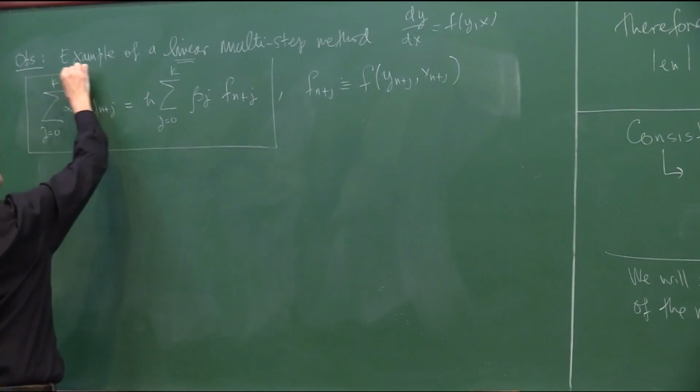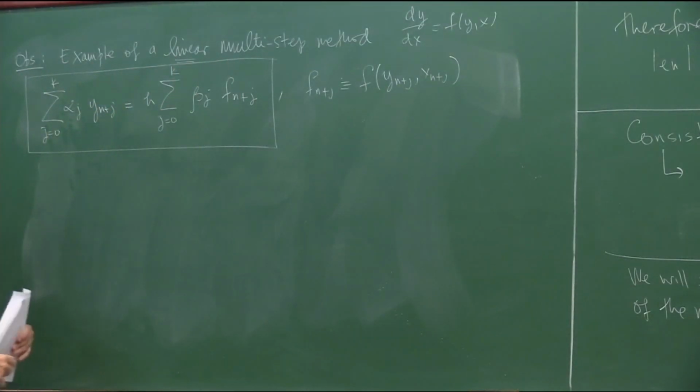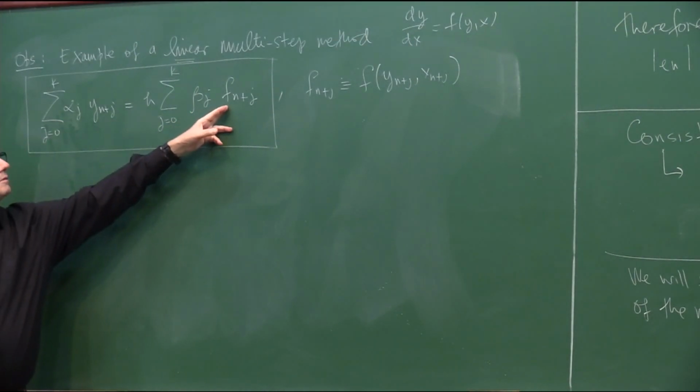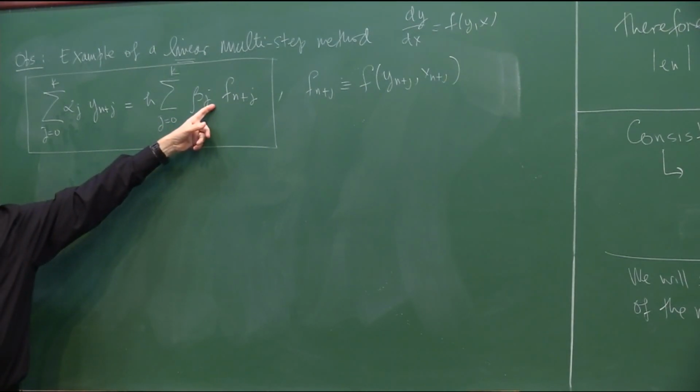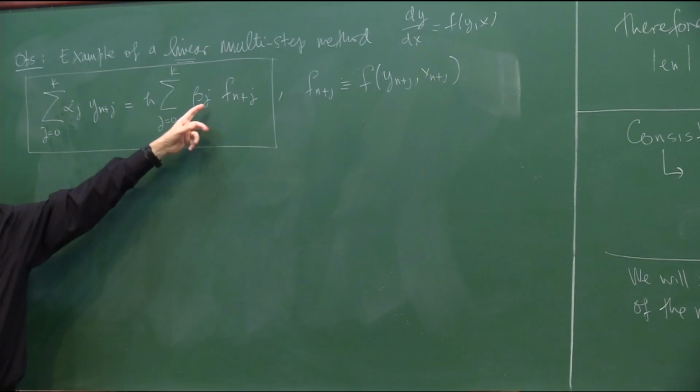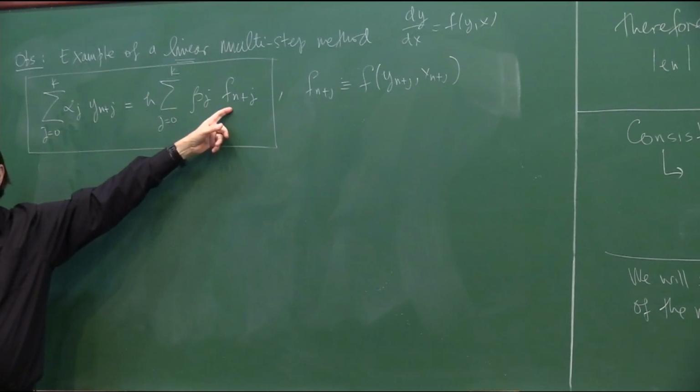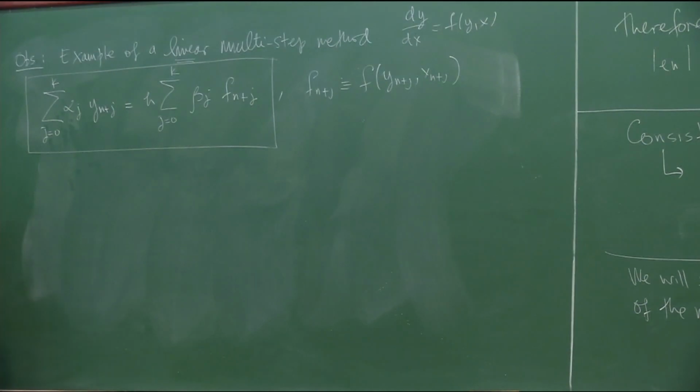It's definitely multi-step, right? Has k steps. And it's linear because of this. It's a linear combination of the vector field. Because that's why it's called a linear multi-step method. So it's a linear combination of, for example, these guys. So, for example, Runge-Kutta 4 is not linear. It's not a multi-step method to start with, but it's not a linear method.